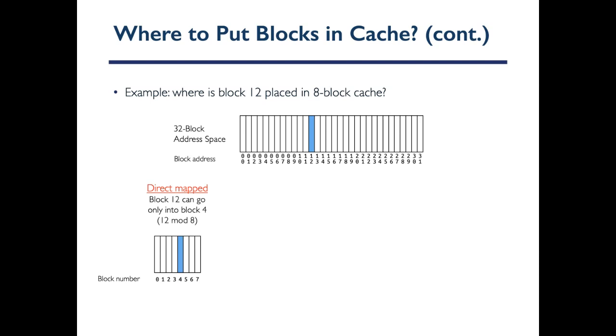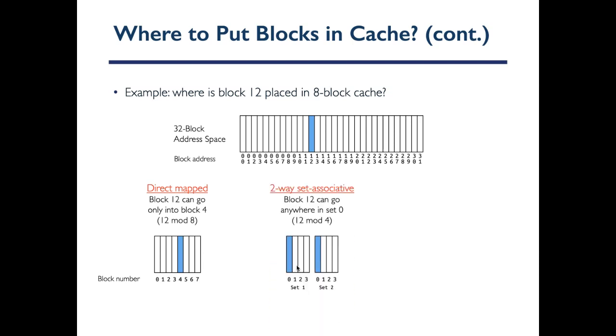Now, going forward, what if I have a two-way set associative cache? With a two-way, if I have 8 cache blocks, each 2 blocks will belong to one set. So how many sets am I going to have? I'm going to have 4 sets. So in order for me to find my address, I'm going to divide my cache into sets, and each set now has 4 entries.